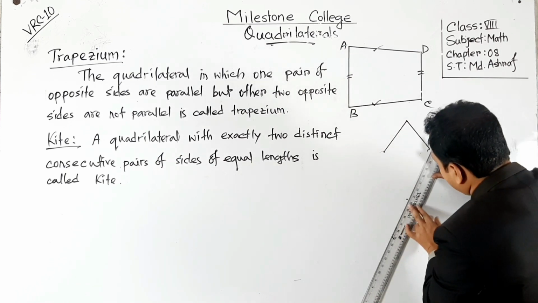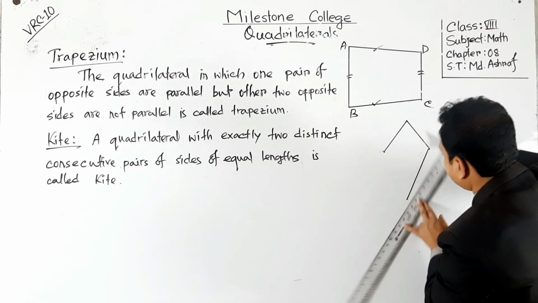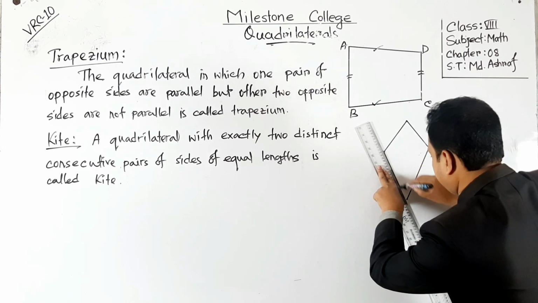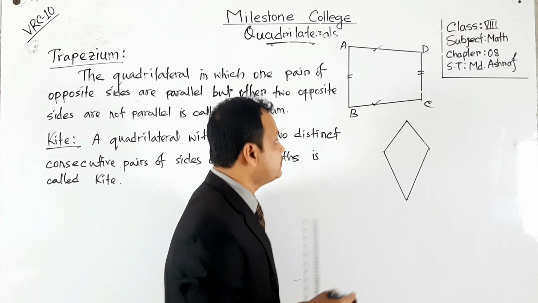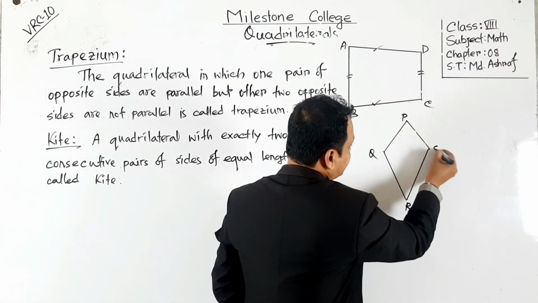that way and that way. Okay, so the figure is a kite. So give the name PQRS.